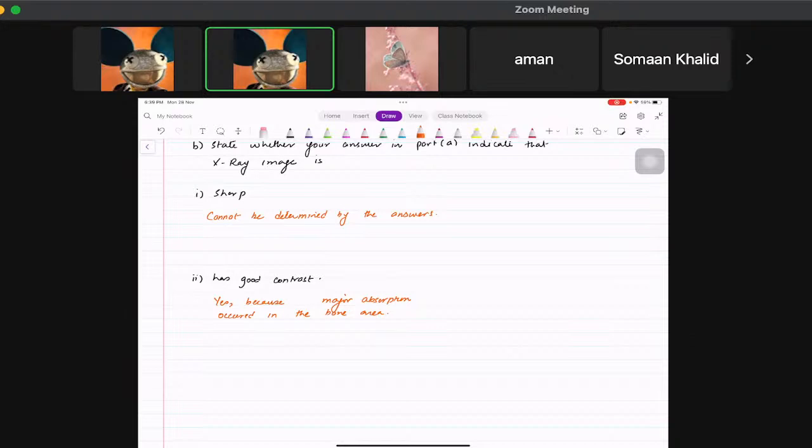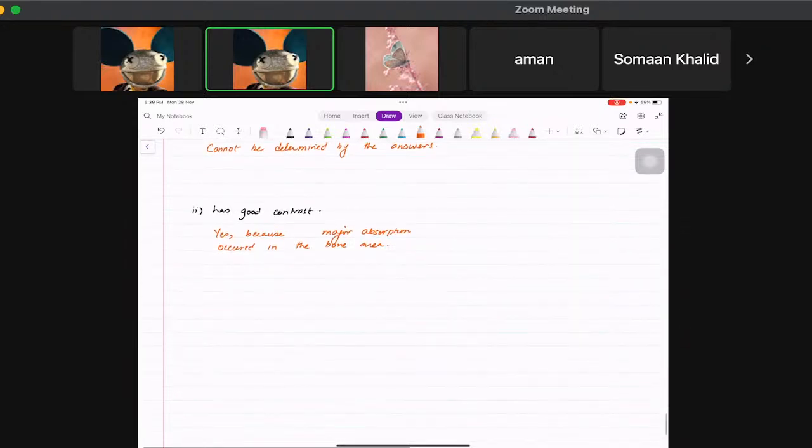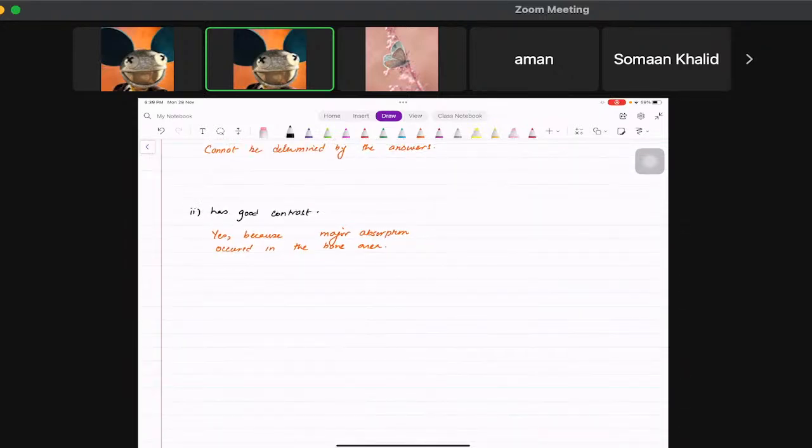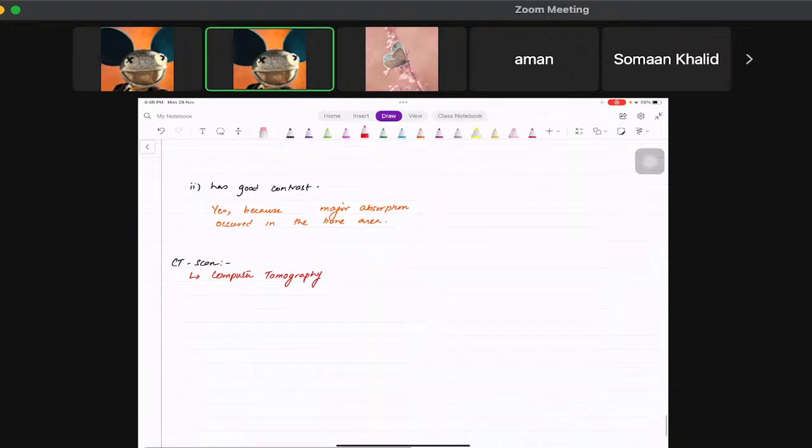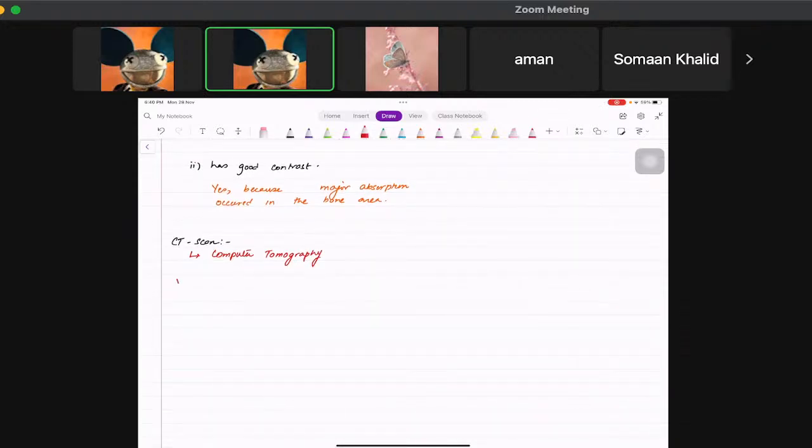Anyway, going on to the last thing from this topic, I mean X-rays, we're going to look at the CT scan. Now, a CT scan is basically called computer tomography. And there are two things of interest: voxel and pixel. So there is a difference between them.